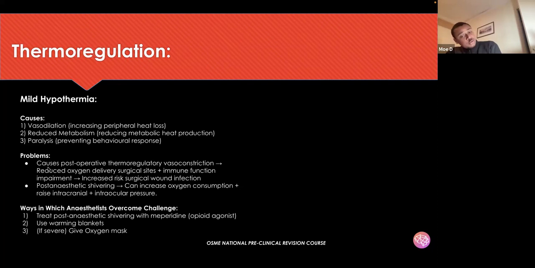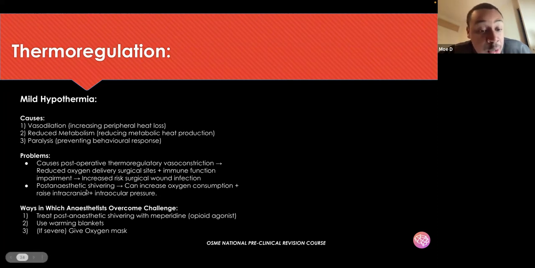And the problem is that it causes post-operative thermoregulatory vasoconstriction. So basically, you get that vasoconstriction because you're mildly hypothermic. So you're reducing blood flow to skin capillaries. And so because you're reducing blood flow to skin capillaries, you're reducing oxygen delivery to subcutaneous sites. And also you're impairing the ability of immune cells to access subcutaneous sites if there's an infection. And so consequently, that causes an increased risk of surgical wound infection.